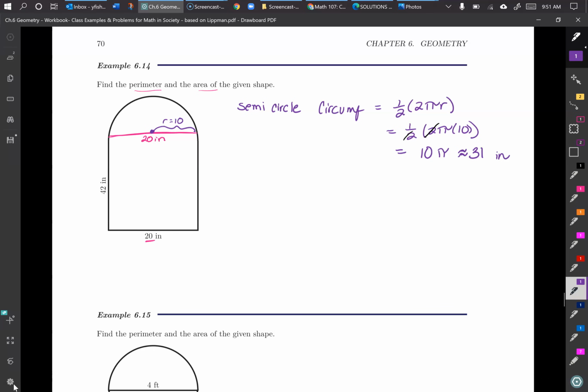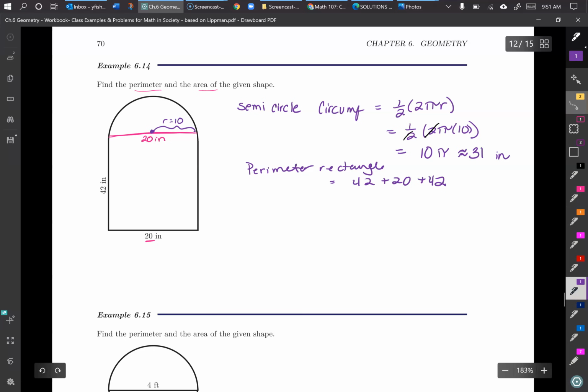And perimeter for the rectangle is going to be adding up all the sides. So we have 42 plus 20 plus 42. We don't want to include the 20 inches across here because we're just looking at the outside part. Okay, so that ends up being 104 inches. Now we're going to add those together to get the total perimeter.